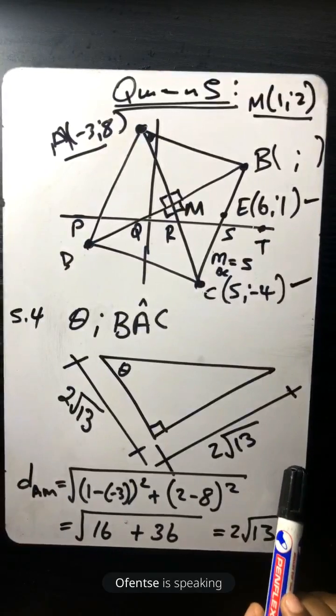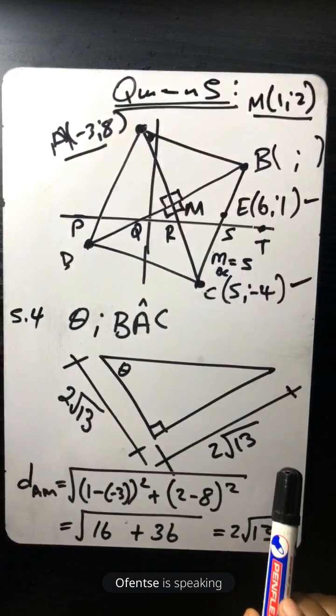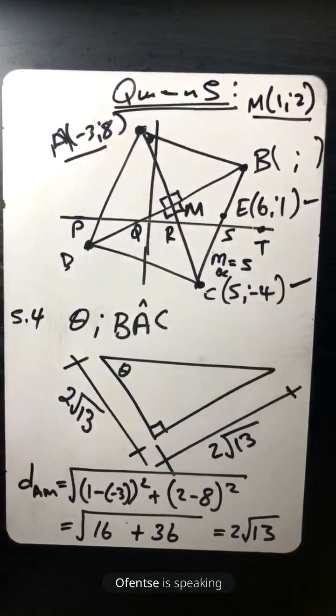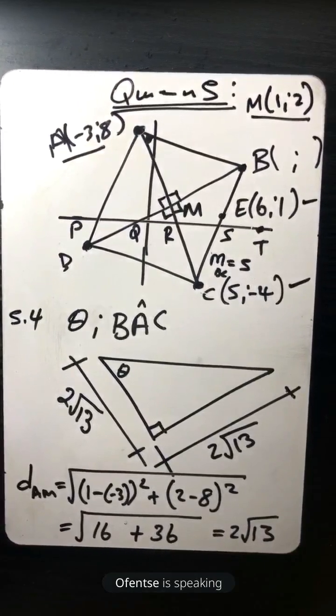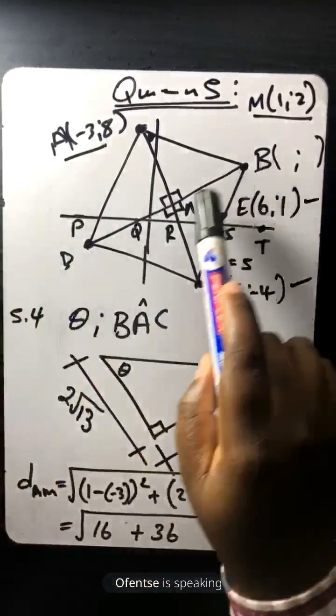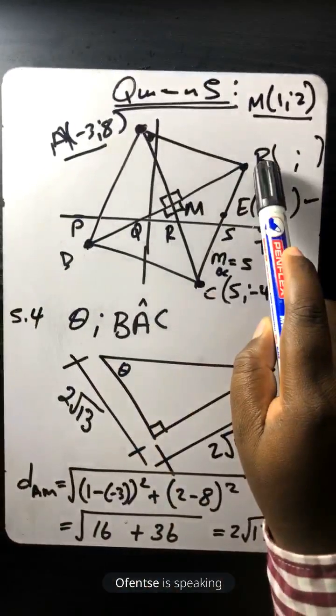Sir, I disagree a little bit because according to the properties of a rhombus and not a square, line MB is equal to MD and line AM is equal to MC, but they're not all equal to each other.